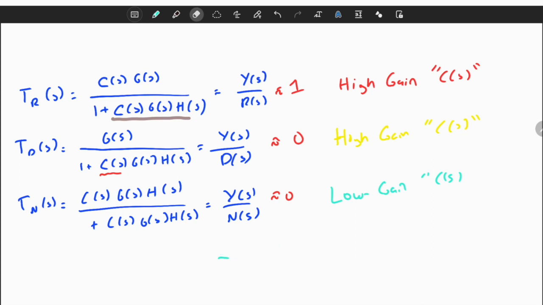The problem is, as you can see, for a good tracking performance, you need to adopt a high gain controller. For good process disturbance rejection, you need to have a high gain controller. For good measurement noise rejection, you need to have a low gain controller. This is called the fundamental limitation in a feedback control system. You cannot avoid it. It exists in any control system.